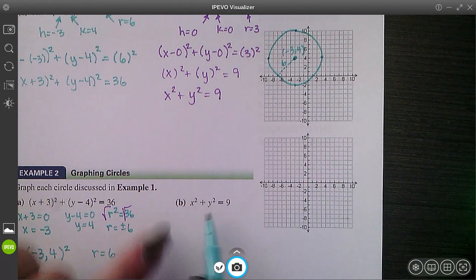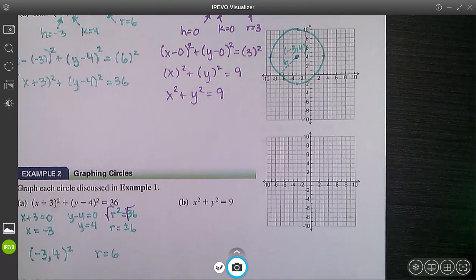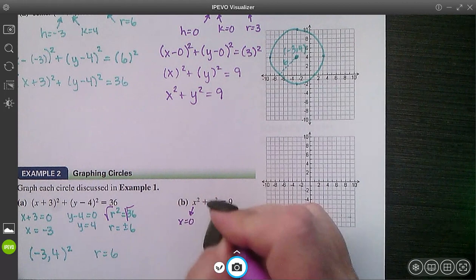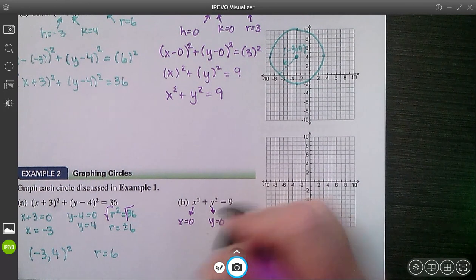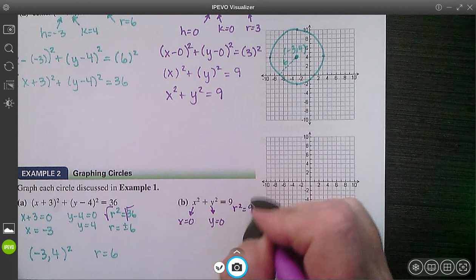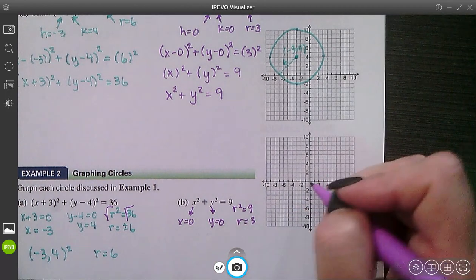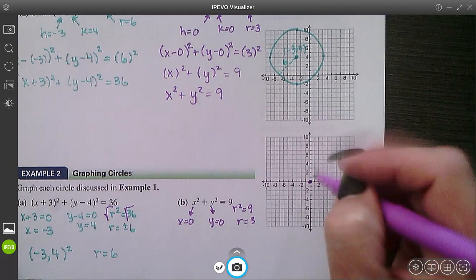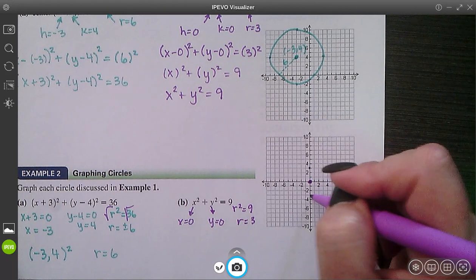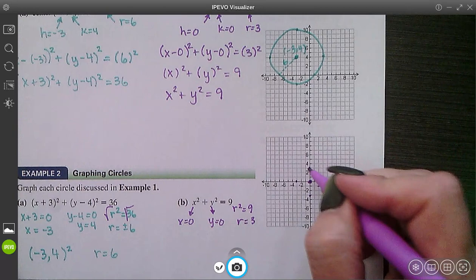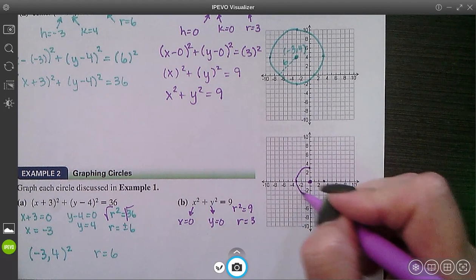And then I've got this one, x squared plus y squared equals 9. So same thing. Because there's nothing in with the x, that tells me x equals 0. And y equals 0, and then r squared equals 9, which means the radius is 3. So I put my center at (0, 0), count up 3, down 3, right 3, left 3, and then make my circle.